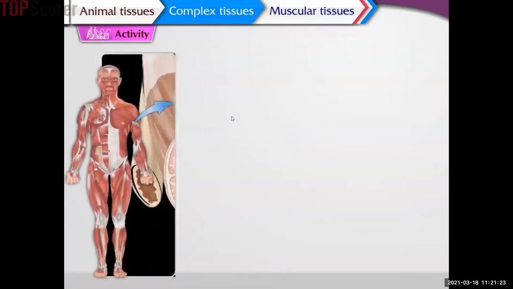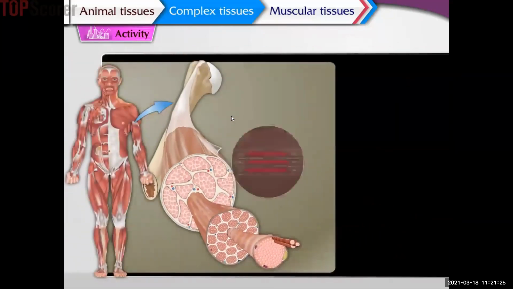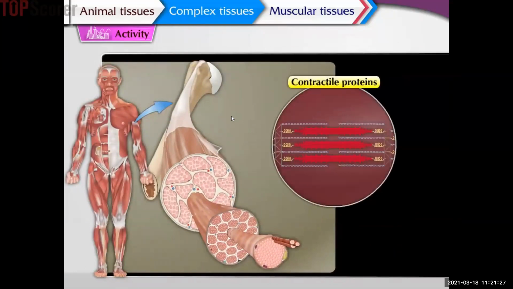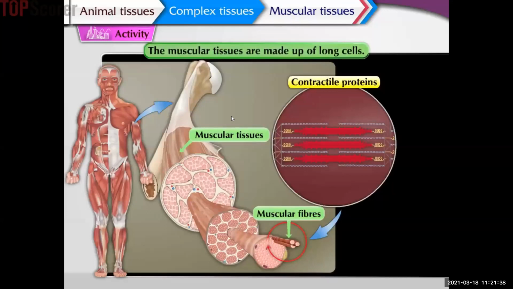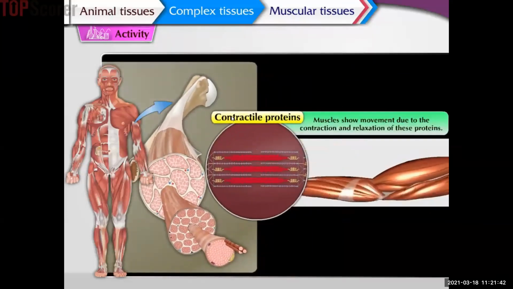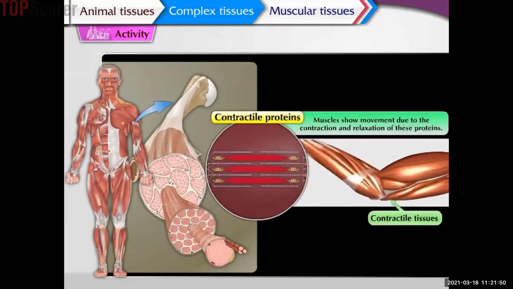There are specific proteins present in the muscles, which are called contractile proteins. Muscular fibers and muscular tissues are made from contractile proteins. The muscular tissues are made up of long cells. Muscles show movement due to the contraction and relaxation of these proteins. Thus, muscles are contractile tissues.